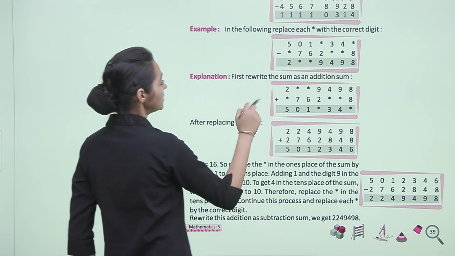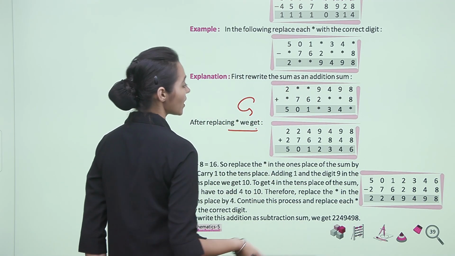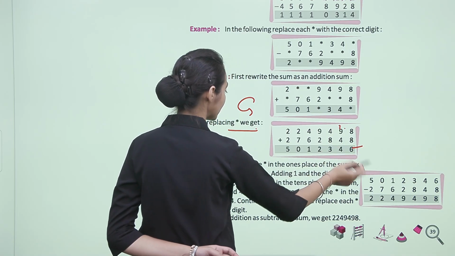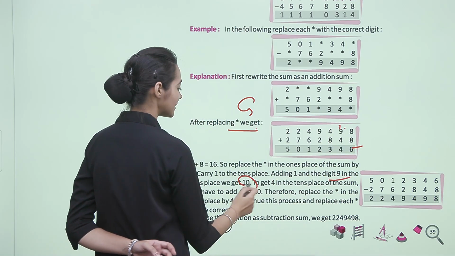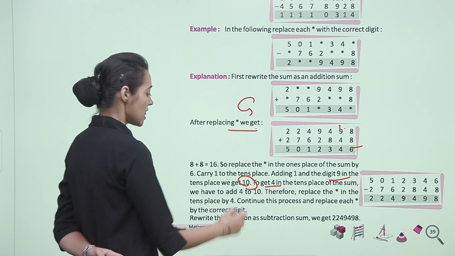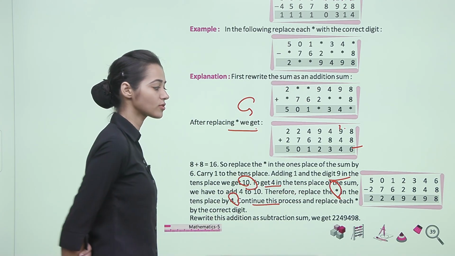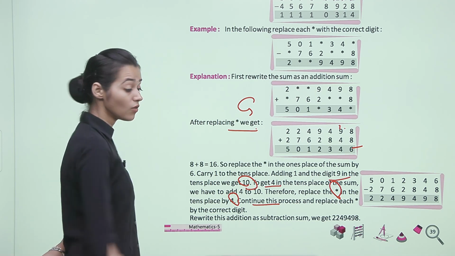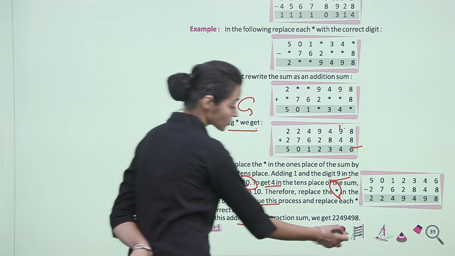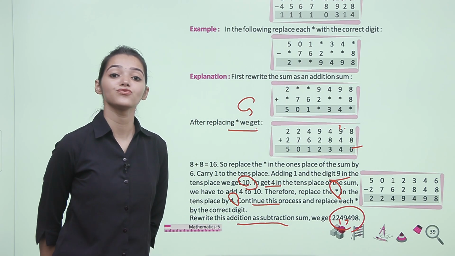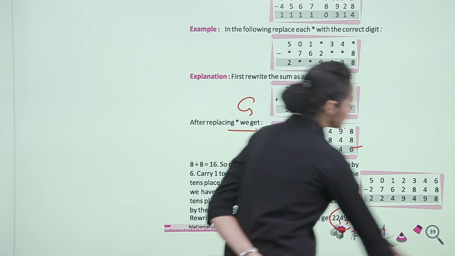Now after that, we will replace the star by the digits, like 8 plus 8 is 16, then 1 carry forward, 9 plus 1 is 10, that is 14, then adding ones we get 10, so we write 4 in the tens place. Then after adding, we will replace the star by 4 and we will continue this process with all the stars. Now we will rewrite this addition as a subtraction sum, and then the answer we get is 22,49,498.